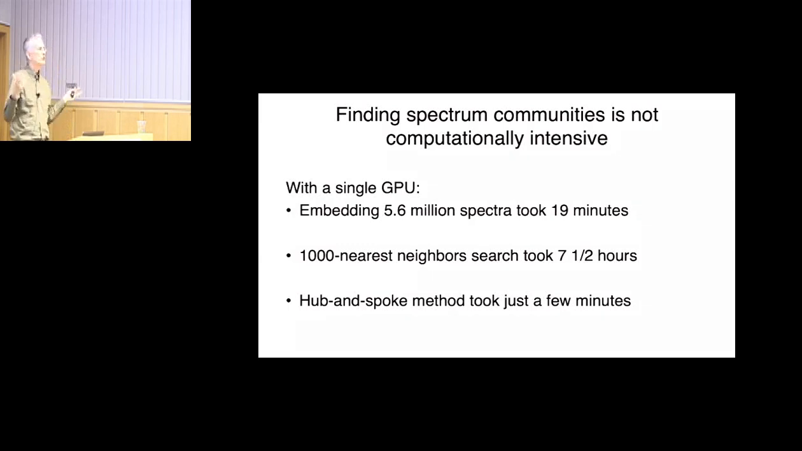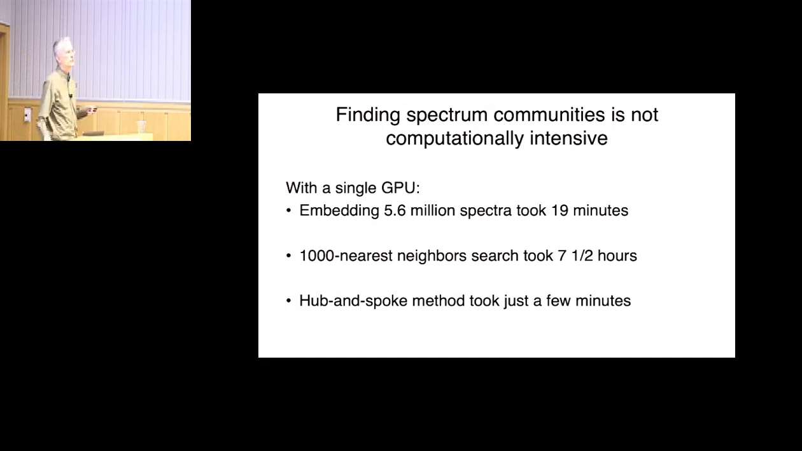So the nice thing is that this is not that expensive. Embedding 5.6 million spectra takes about 20 minutes. And then the 1,000 nearest neighbors search takes about 7.5 hours for all of those 5.6 million spectra. And then the actual hub and spoke method takes just a few minutes after that.